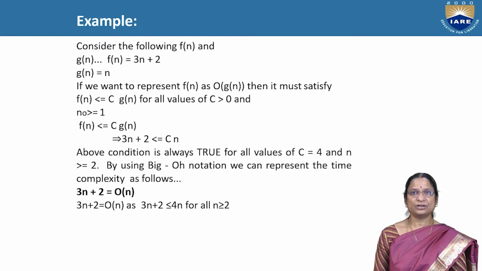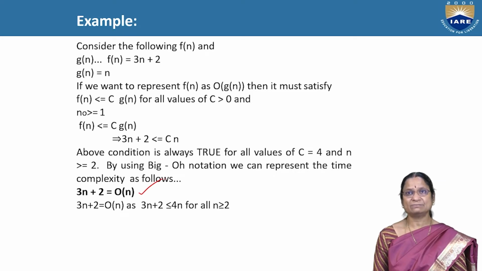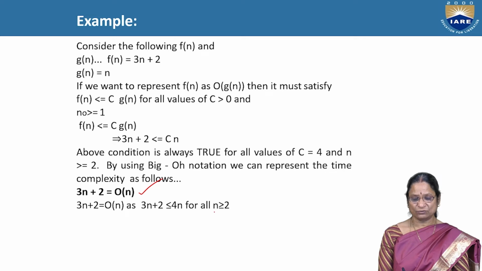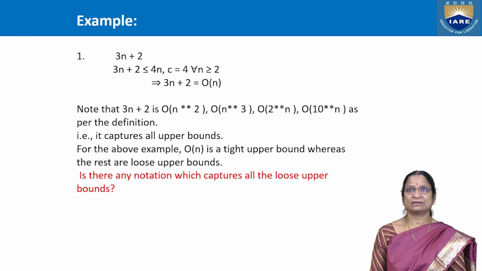So 4n is a linear form. It will become order of n. The maximum term will be considered. That's why 3n plus 2 is less than or equal to 4n for all n greater than or equal to 2. Therefore, this 4n will be considered as a linear order, and so big O of n will be represented.